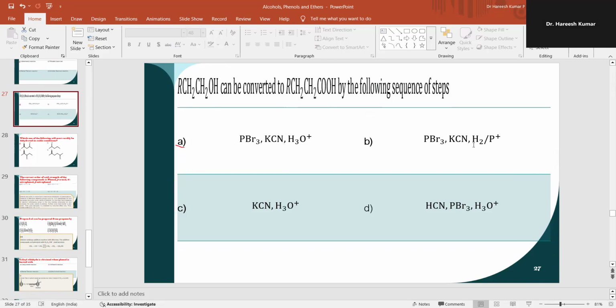Whereas in the other options, hydrogen reduction is possible. Reduction means you will get alcohol. That's the reason option 2 is wrong. Similarly here, conversion of alcohol to bromide is not done. That's the reason this is not the correct answer. First treating the alcohol with HCN is not the right process. So option A will be the correct answer.